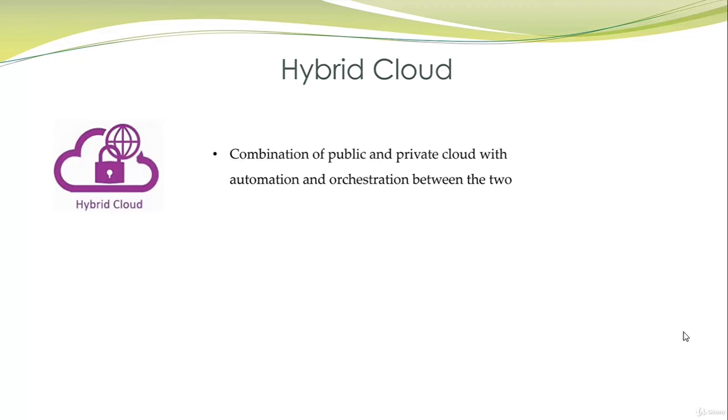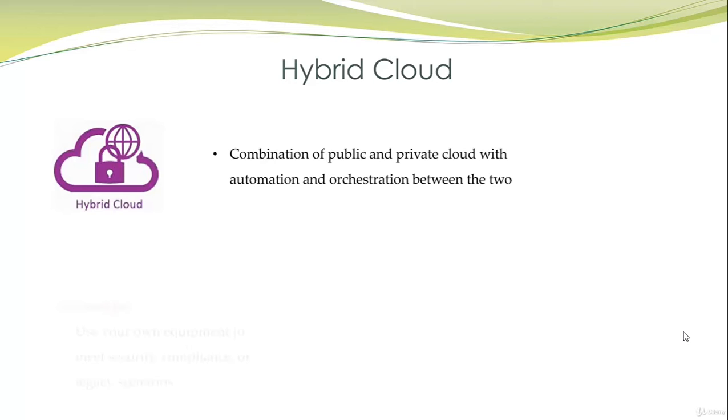Next up, we have the hybrid cloud, which is the combination of both the public and the private cloud, with automation and orchestration between the two. Hybrid cloud allows you to run your applications in the most appropriate location. For example, you could host a website in the public cloud and link it to a highly secure database hosted in your private cloud or in an on-premises data center.